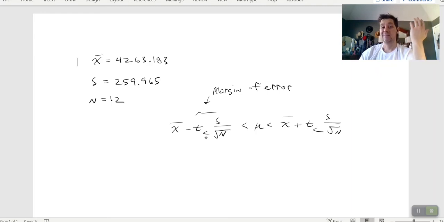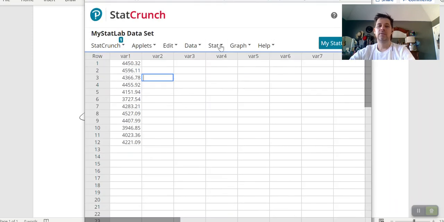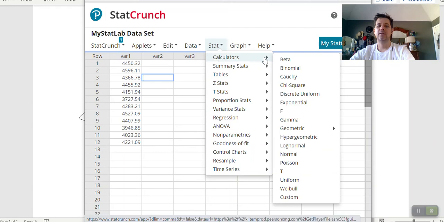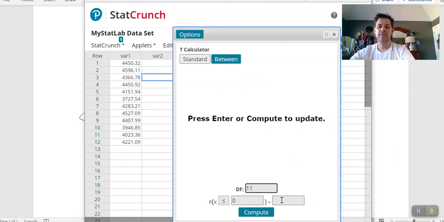First, TC, that comes from the T distribution. Okay, so let's do it like this. First, TC, that will come from a T distribution with 11 degrees of freedom. Oh, and 90% confidence. So let's go back to StatCrunch. This time I'm going to say I want T distribution calculator, okay? And it was 11 degrees of freedom and 90% confidence.